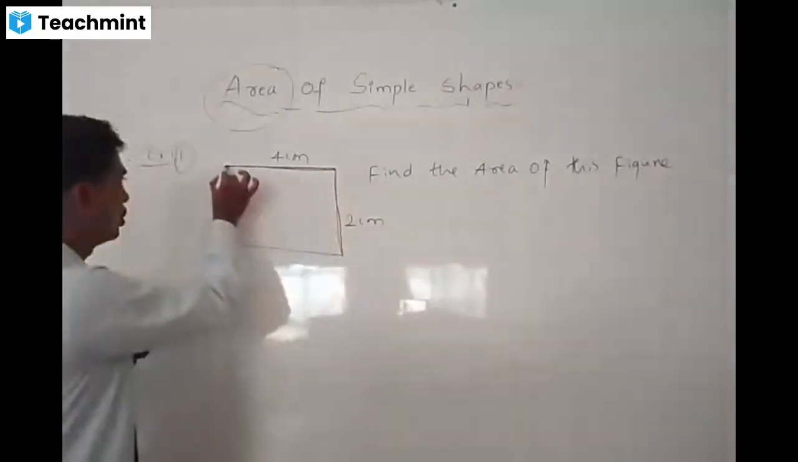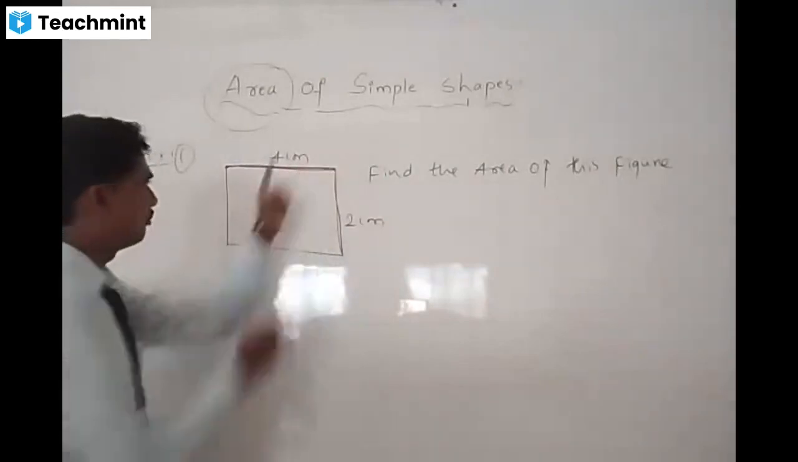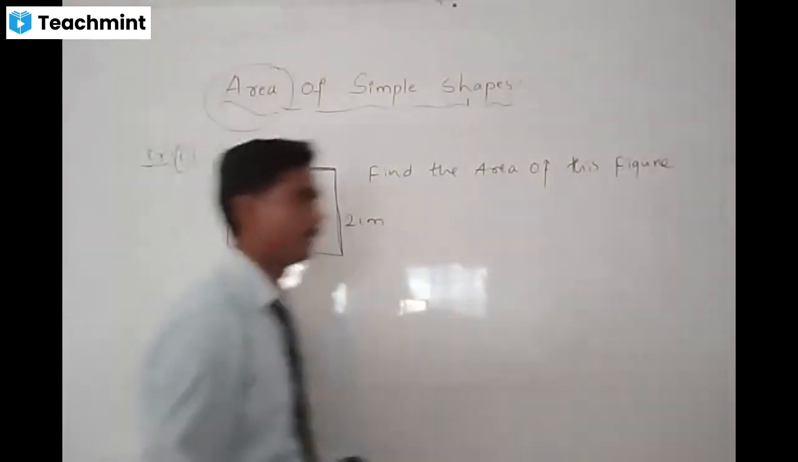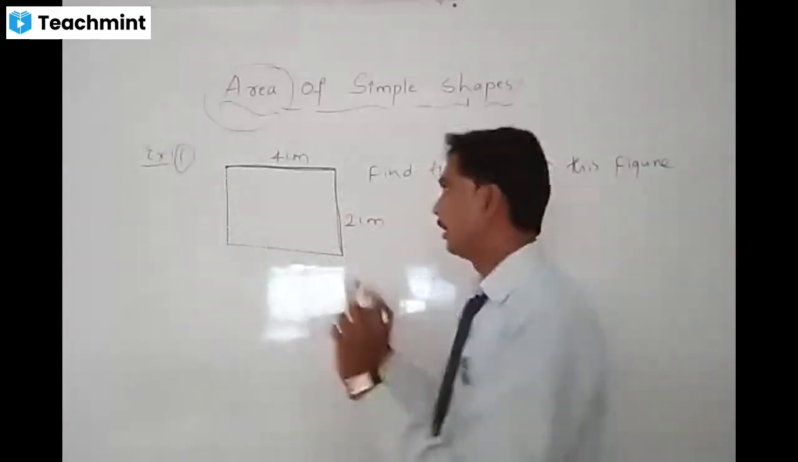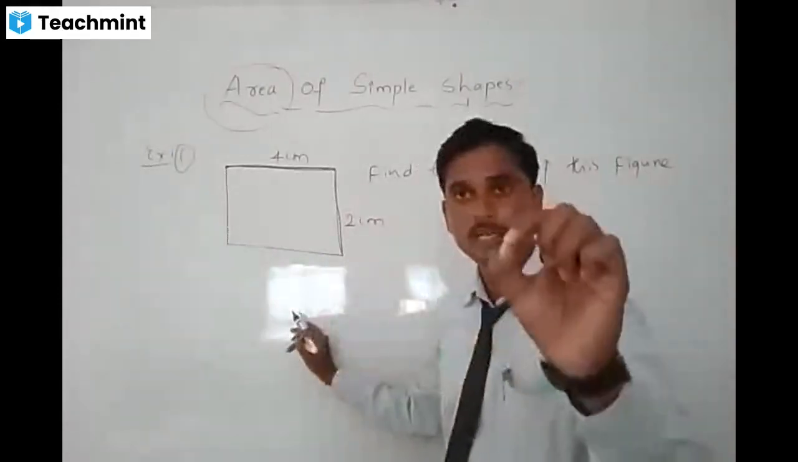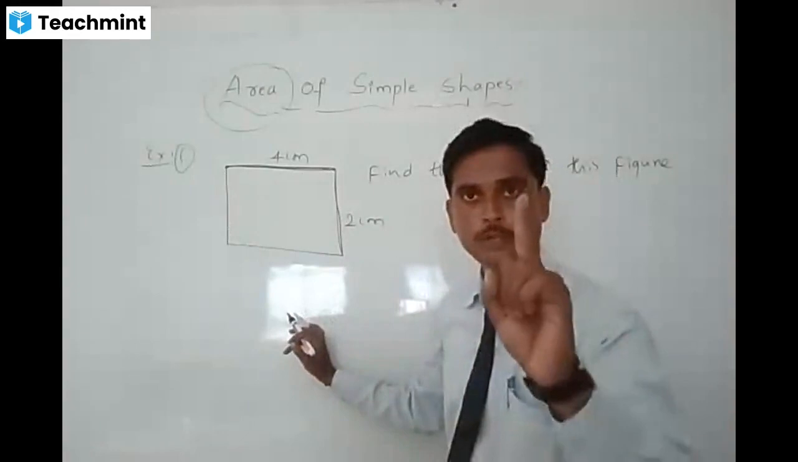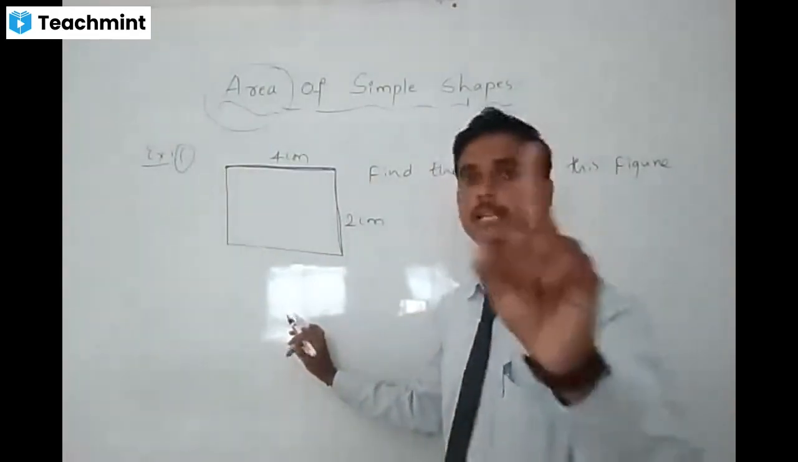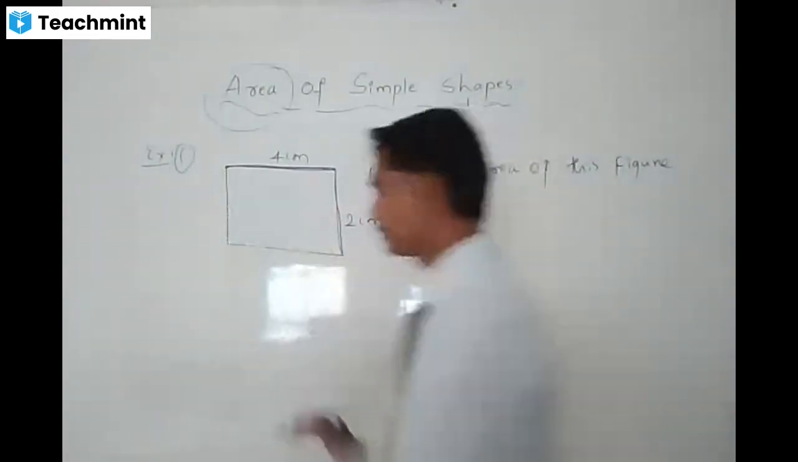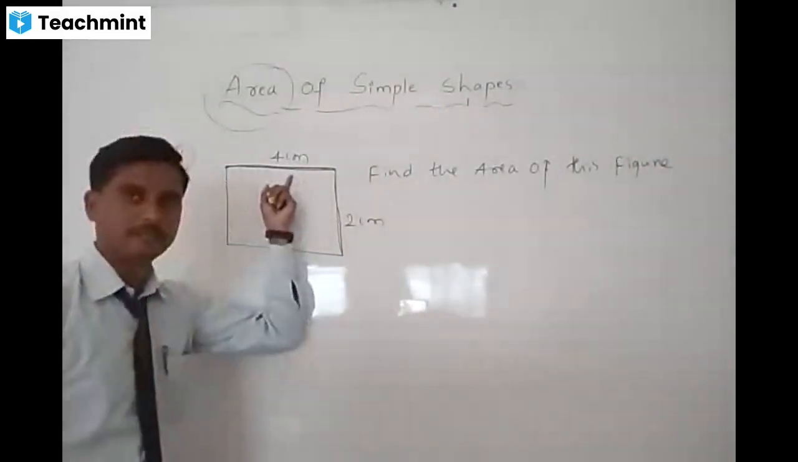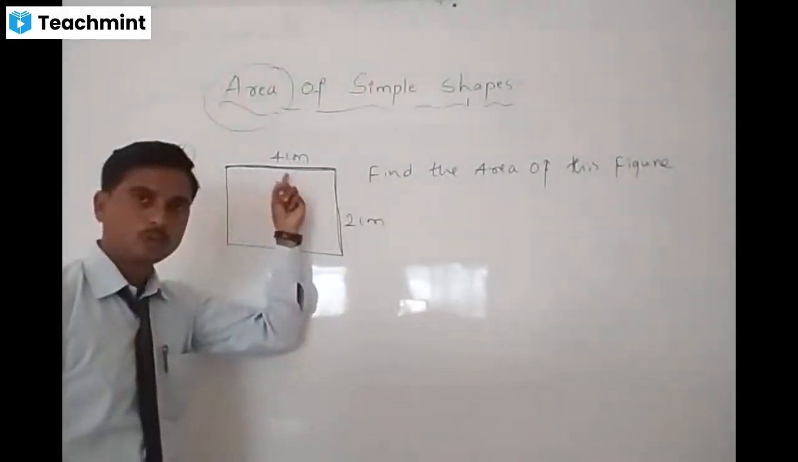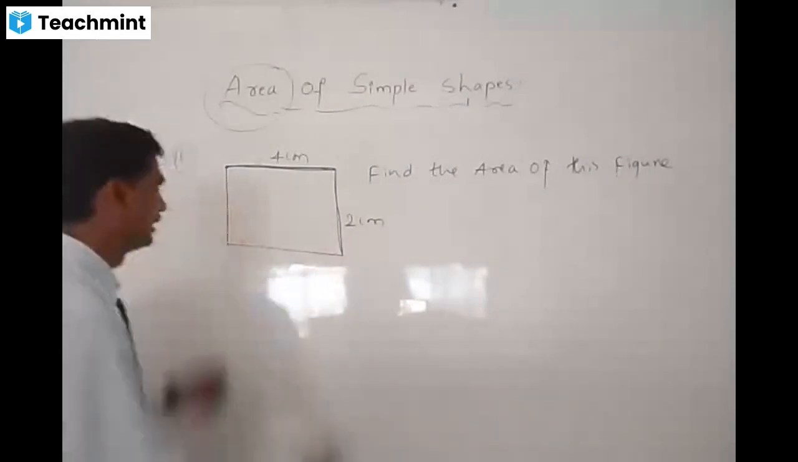Then total length 4 centimeters is there. Dear students, listen carefully. Now, how to find the area? I am going to tell you how to find the area. Listen. Total length, how much is there? 4 centimeters. Is it clear? Total length 4 centimeters is there.